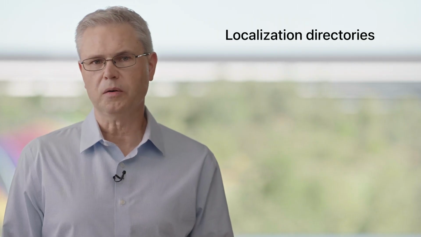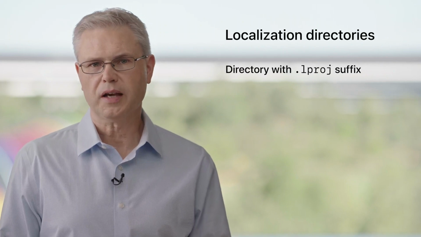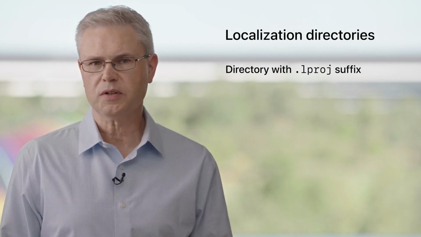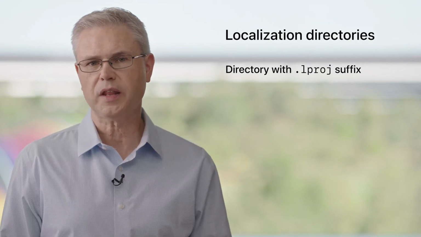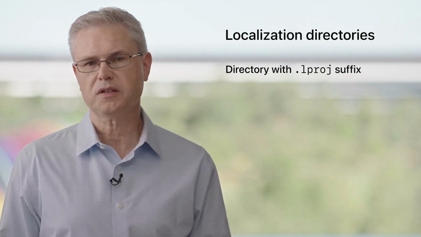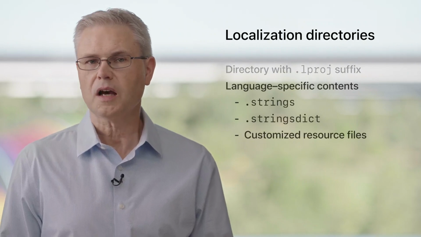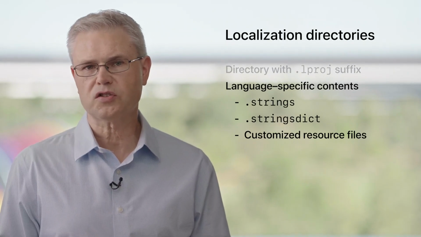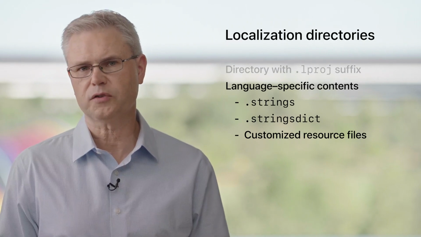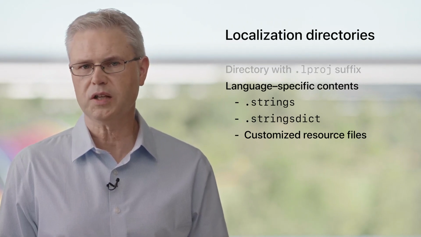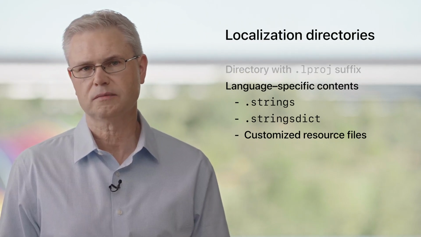As we saw in the demo, a localization directory has an lproj file name suffix. Localization directories can be included in package targets without mentioning them in the manifest because the lproj suffix makes their purpose clear. A localization directory usually contains string files and string dictionary files for translating texts, but it can also contain customized versions of individual resources in the package.